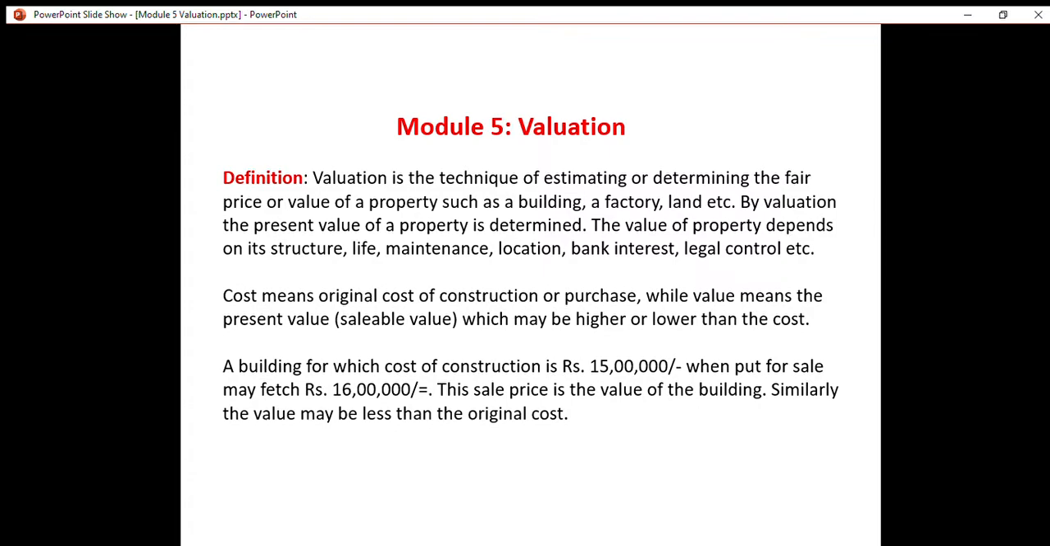Regarding location, if the structure is located adjacent to the main road or in the urban area, its valuation will be more. And if the building is located away from the main road, where the reach is difficult, or in the rural area, its valuation will be less. Similarly, if it is a recently constructed building, its valuation is more. That means the life matters in the valuation. If it is an old building, its valuation will be less, and so on.